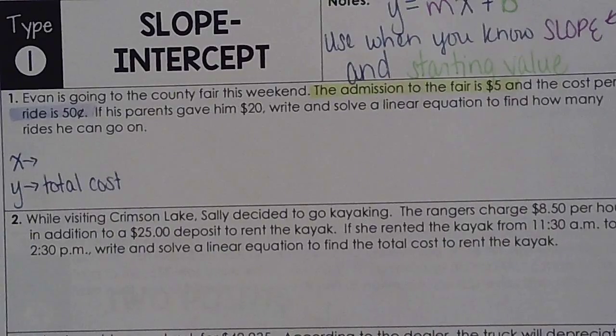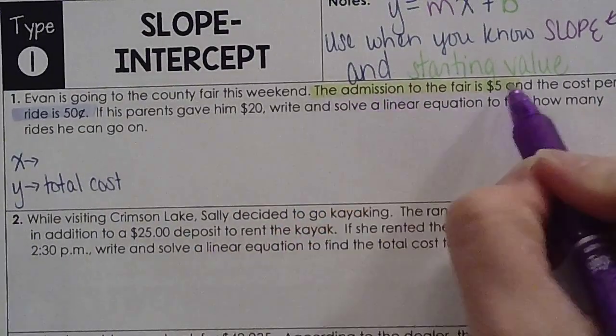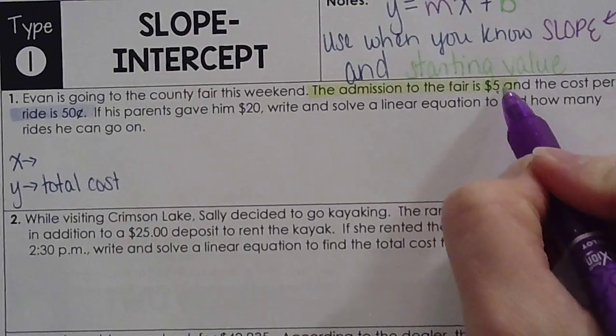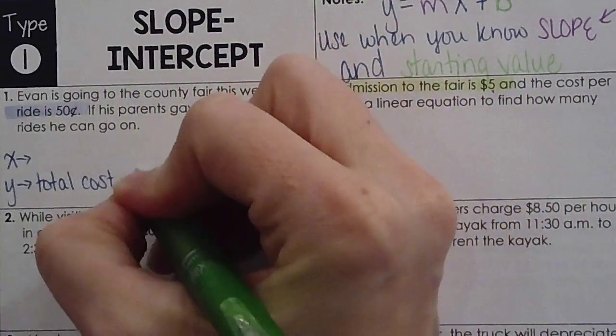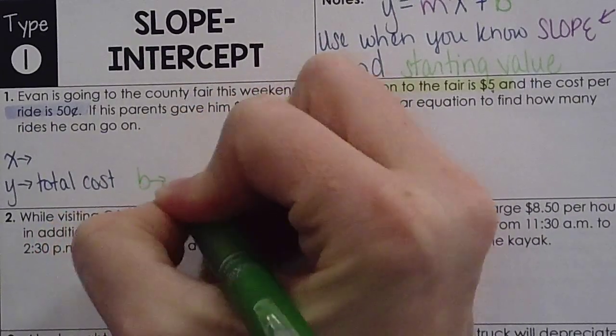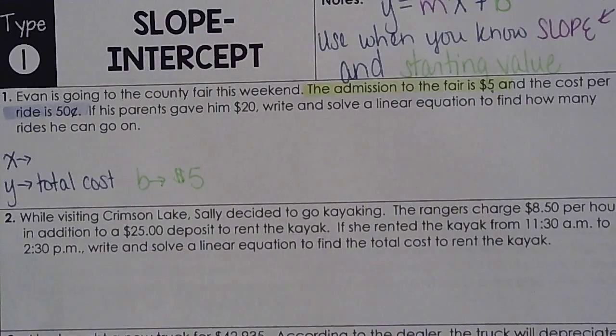X I'm going to come back to in just a minute. When I read my number part, it says admission to the fair is $5. Okay, that's how much it costs him to get through the gate. So my b value is $5. My initial cost.